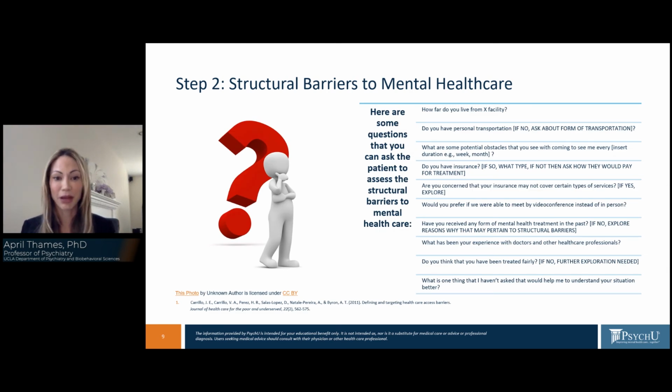Okay, so thinking about the structural barriers, you can actually ask questions to your client to get a sense what may be some potential barriers to them receiving appropriate mental health care. You can ask how far they live from the facility. Ask them about how they transport themselves around. Are they driving independently? Do they have to rely on a family member? Are they taking the bus?